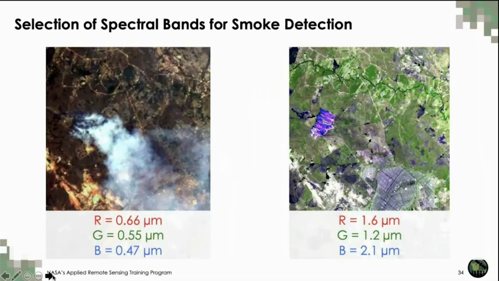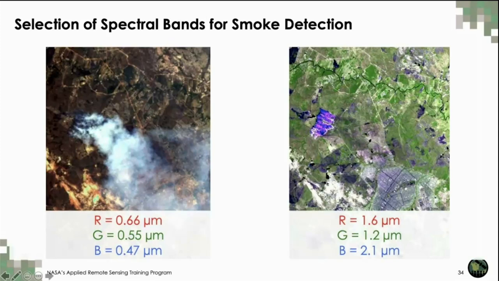Here is another example of how we use different bands or different spectral information to detect the smoke from the satellite. So these images are created using the Landsat satellite. On the left, you have an RGB, the true color image, where you can see the smoke and land surface features. Again, we use three bands, red, green, and blue, to create the image on the left.